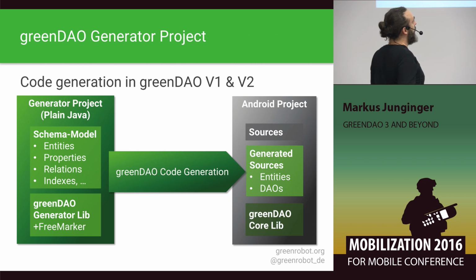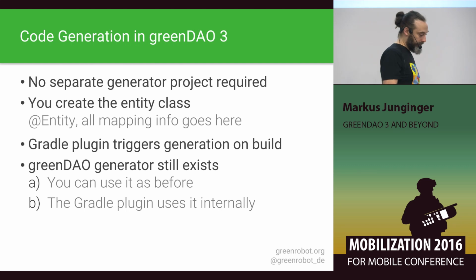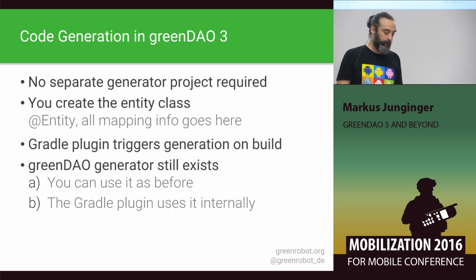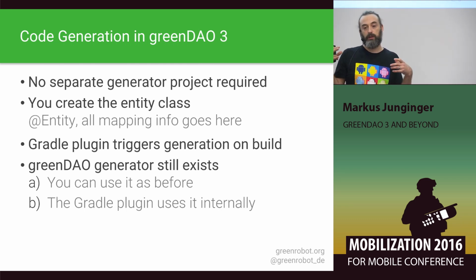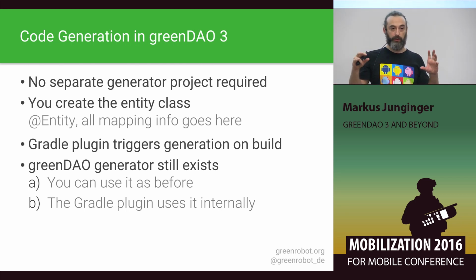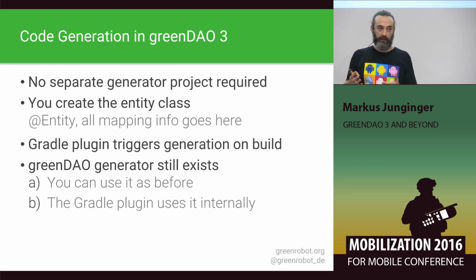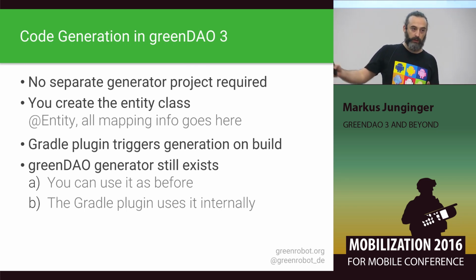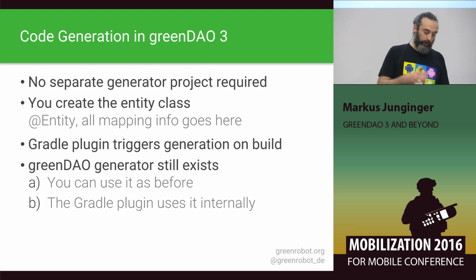In greenDAO version 3, this changed. This is not required anymore. Instead, you just put the @Entity annotation on your Java class, and based on this, a Gradle plugin will generate all the stuff for you. Lots of people didn't like the generator project, and I totally agreed. We should have done this way before, and now we're doing it.